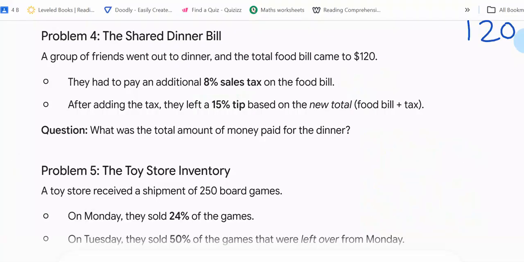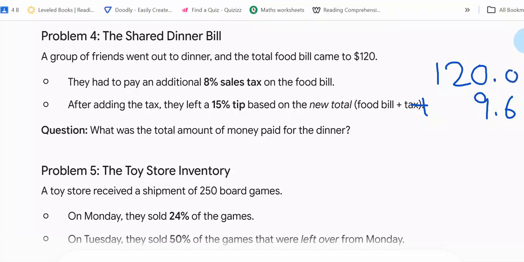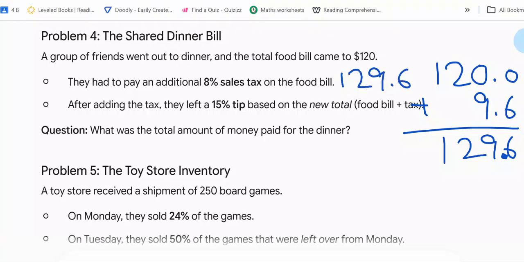Okay, 120 plus 9.6. Sorry, let's write it here. 120 plus 9.6. 9 will come here, 0.6. When there is no decimal in the number, it means the decimal is at the end. So it will be 6 here, 9 here. In addition, subtraction, and division, the decimal remains in its own place. So it is 129.6. Okay. After adding the tax, they left a 15% tip based on the new total food bill plus tax.